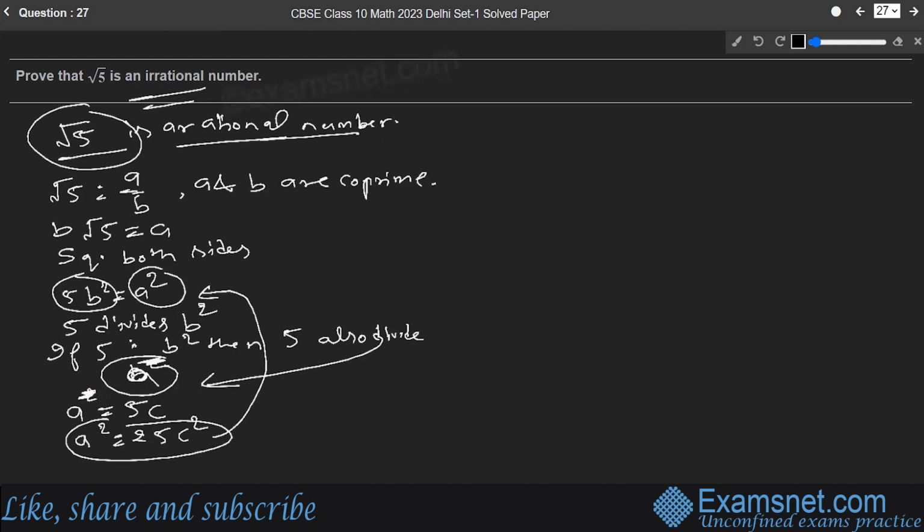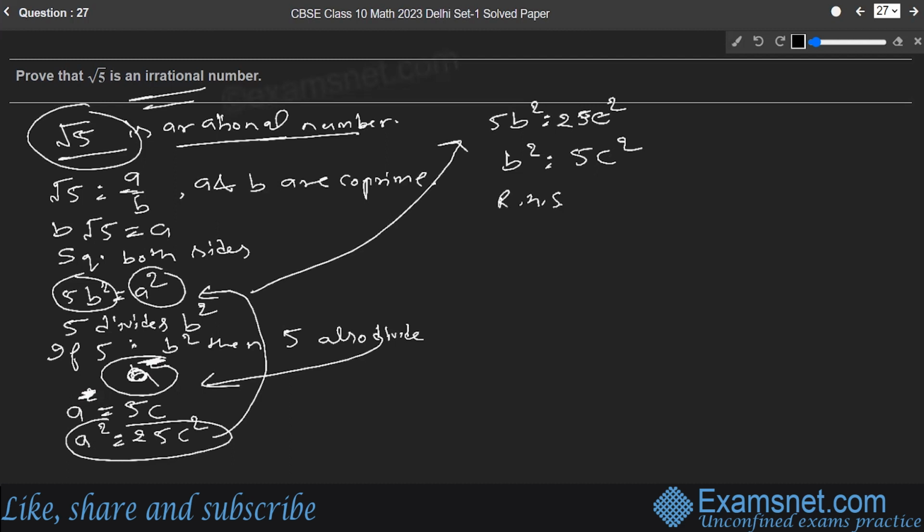If we write this in that particular equation, what does this give us? This gives us 5b square is equal to 25c square. Cancelling 5 on both sides, b square is equal to 5c square. Now again the same theory.